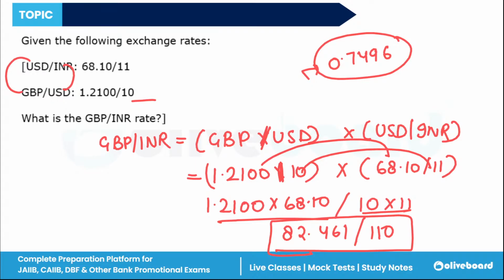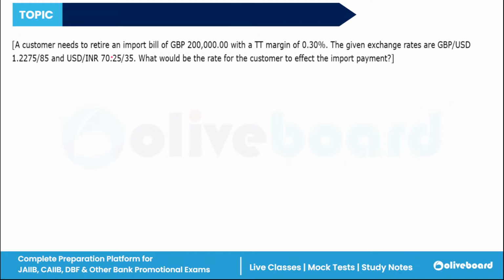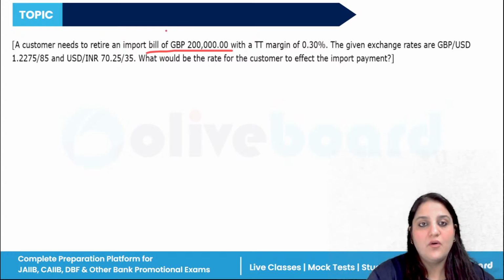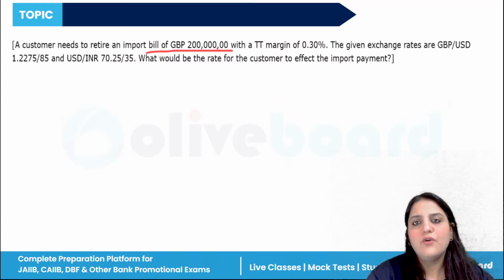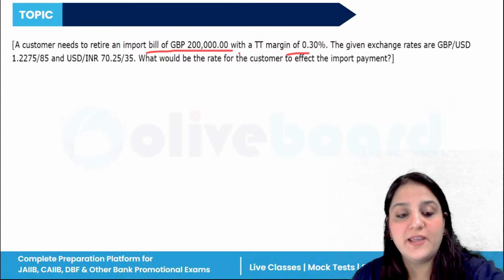Next question. There is a customer who needs to retire an import bill. The TT margin is given, and the exchange rates are given. So what would be the rate for the customer to effect the import payment?